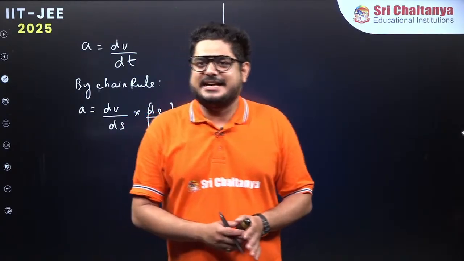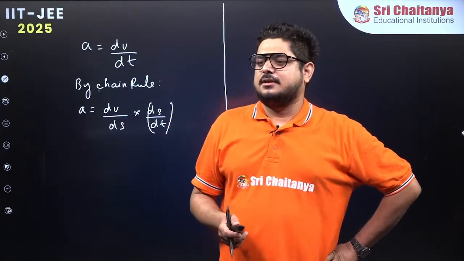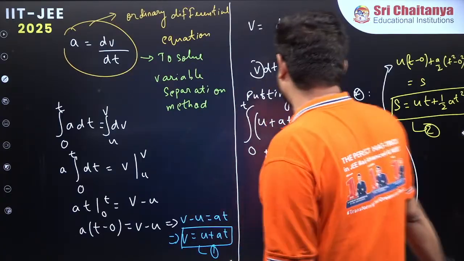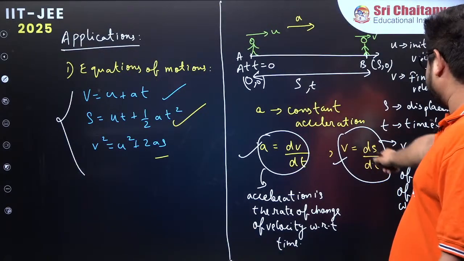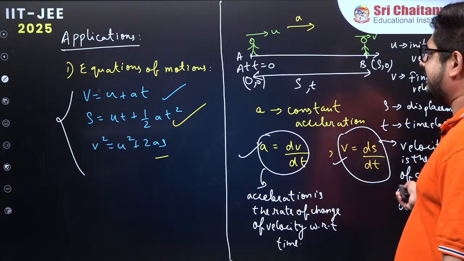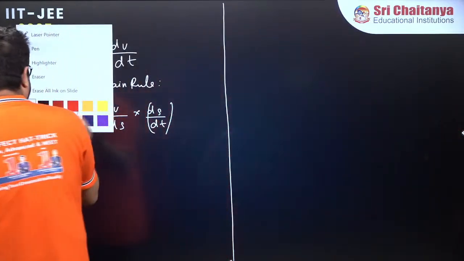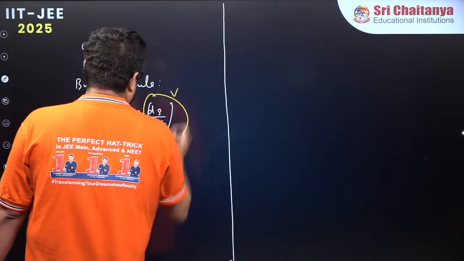What is ds by dt? v. Not dv, it is v. I showed you just now, I mentioned a few minutes back itself. See, v is equal to ds by dt. So what will I be writing? This term is going to become v. So what will I be getting?